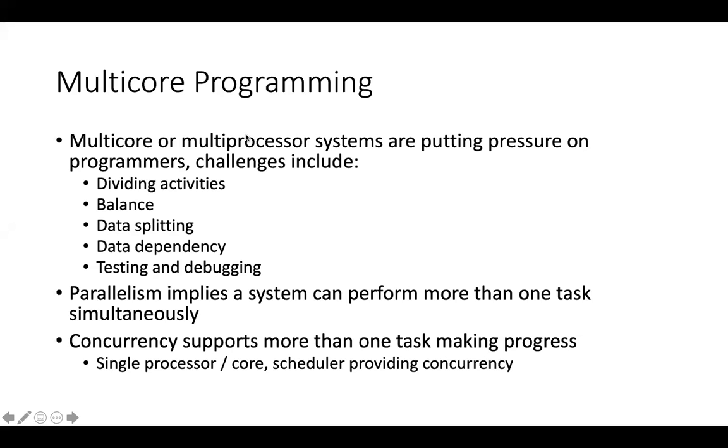Then we have, when we talk about multi-core programming, we are talking about systems generally that are putting pressure on programmers. Multi-core or multiprocessor systems are putting pressure on programmers, and they bring challenges that include dividing activities. So as you do your code, how do you write your code? How do you divide it well, and how do you have a balance? Then when it comes to data splitting, how do I get my code to run faster by splitting it?